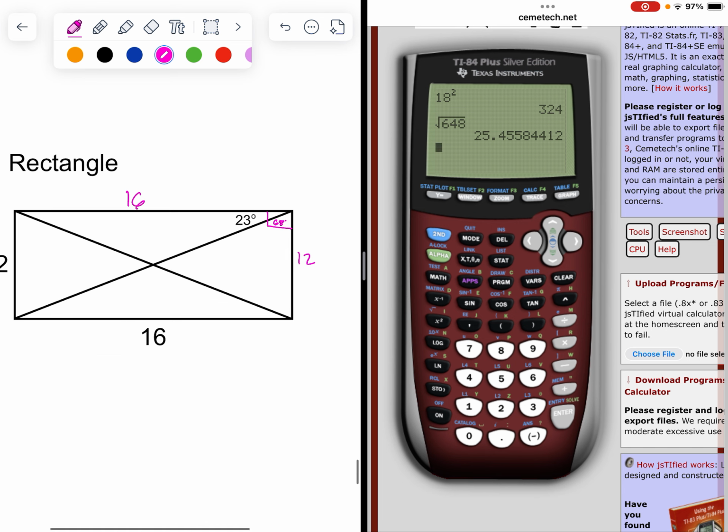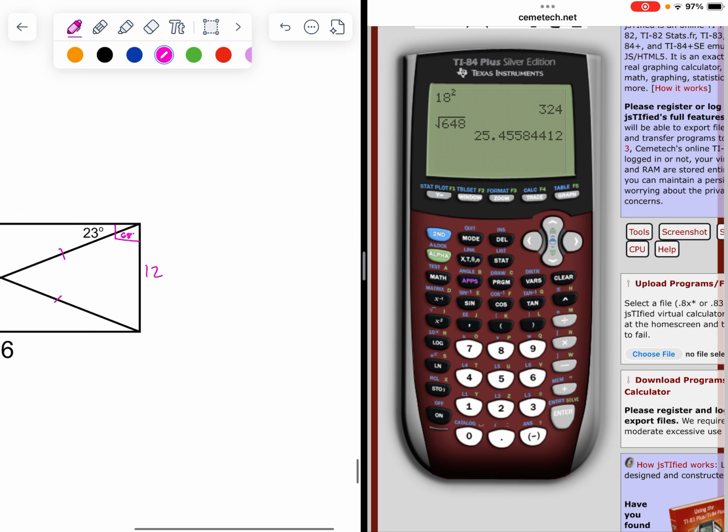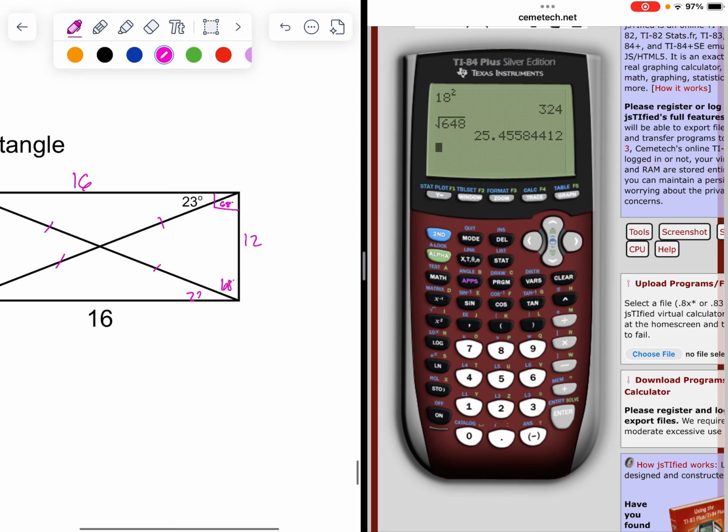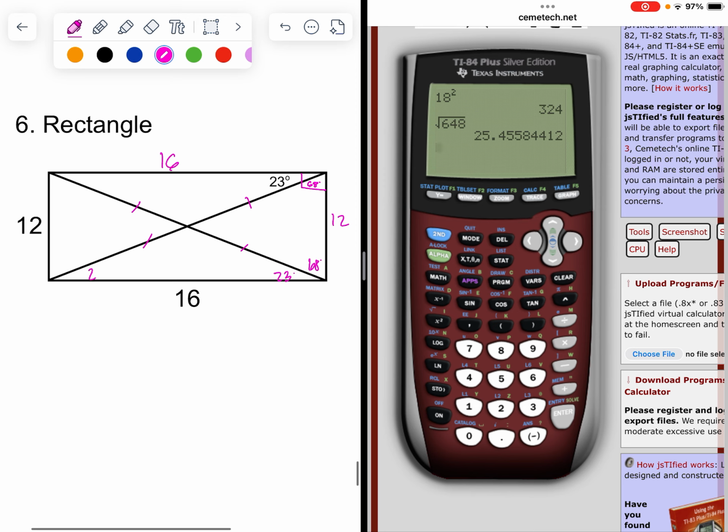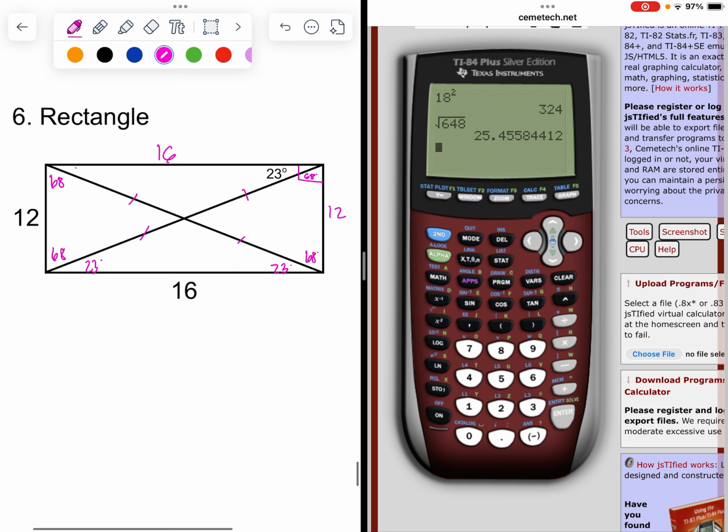And then another thing that I know that's going to make it go by faster is that this is an isosceles triangle. No, it's not. Yes, it is. This is because the diagonals bisect each other and they're congruent. So this is an isosceles triangle over here. So base angles are congruent, so that's 67. This is 23. This is another isosceles triangle, so base angles are congruent, 67, 67, 23.